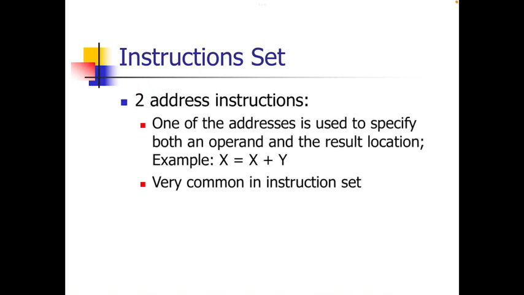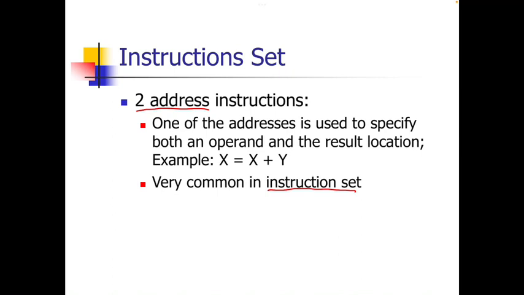Then the 2 address instruction. For the 2 address instruction, one of the addresses is used to specify both an operand and the result location. For example, if you use x equal to x plus y, that means we have a 2 address instruction. And this is actually the instruction that is commonly used in instruction sets.